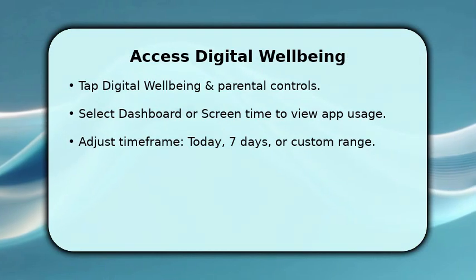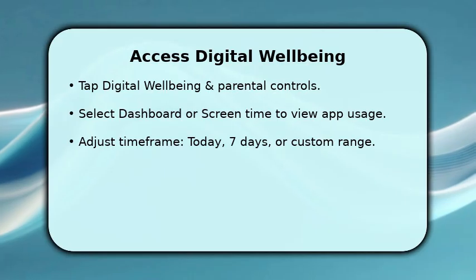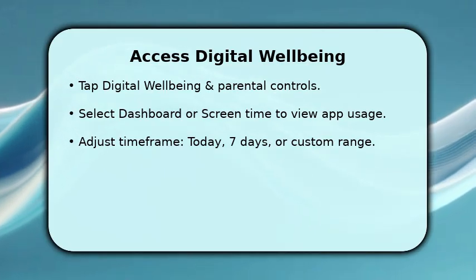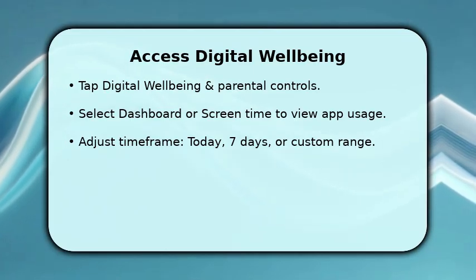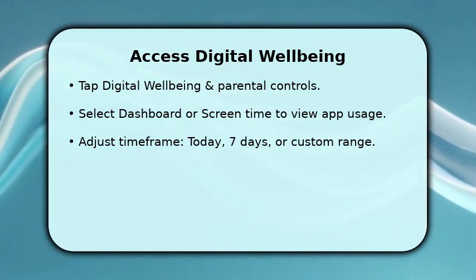Now tap Digital Wellbeing and Parental Controls, and you'll see an overview card. Choose Dashboard or Screen Time to get into app-by-app usage. This view explains how many minutes or hours each app consumed.